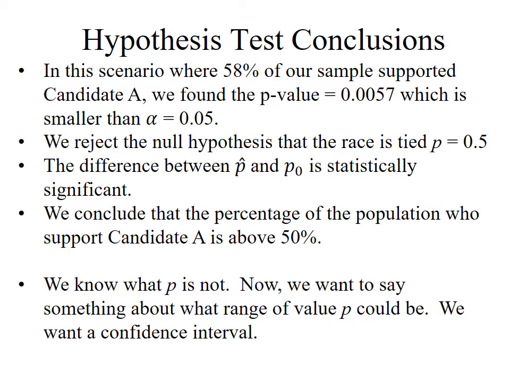50% is wrong based on this, so that's what we got. That's what our p-value means. It would be unlikely to get data like this. So now, based on this hypothesis test, we know what p, the p for the whole population, is not. Now, I want to say something about what it could be.